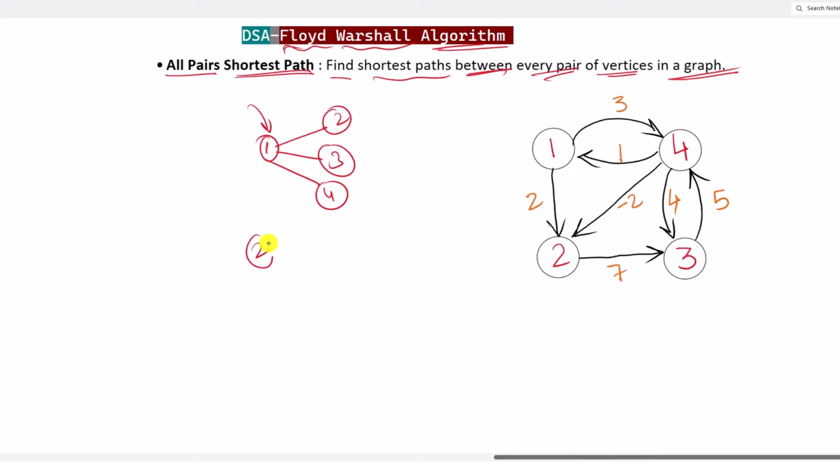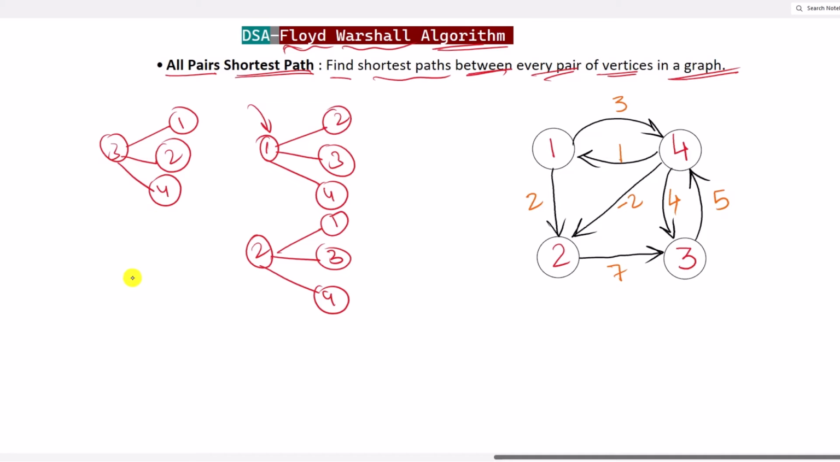Similarly, we can start from the vertex 2 and we can find the shortest path from 2 to 1, 2 to 3 and 2 to 4. Similarly, 3 can be the source. We can find from 3 to 1, 3 to 2 and 3 to 4. Also 4 can be the source. From 4 we can find 4 to 1, 4 to 2 and 4 to 3.